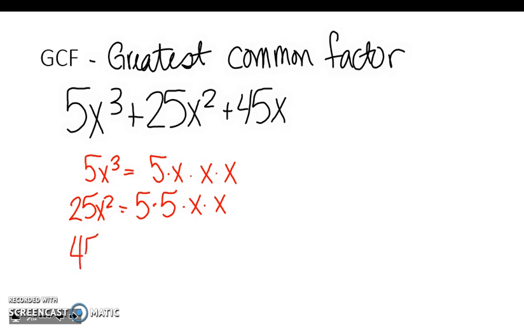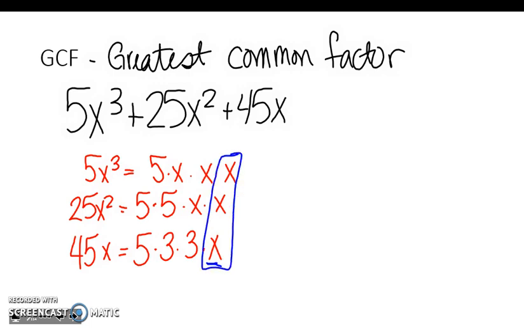And then for 45x, I can take 9 times 5, but 9 can break apart into 3 times 3, and then just x. So guys, you're looking for what is the greatest common whole number and exponent and variables that these have in common. Well, since this one only has one x, I'm only going to take out one x for my greatest common factor. Since this bottom 45x doesn't have another x in it, I can only pull out one x from there.